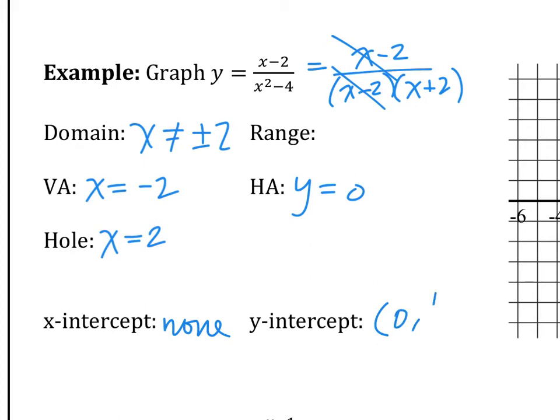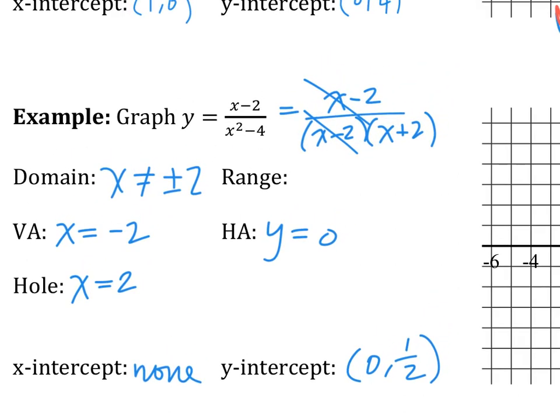1/2, yes. Okay, let's find the hole. So this is where it gets a little bit tricky. To find the hole, you need to simplify this expression. So this is 1 over x plus 2, if I simplified it, right? I just canceled out the factor. Then we're going to plug in the 2 for the hole into the simplified expression.